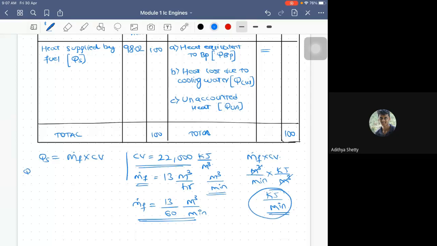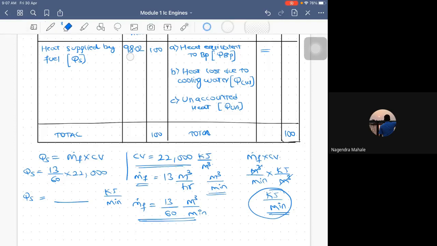Now substitute this value and this value so that your end result would be of this unit. So QS is equal to mf dot, which is 13 divided by 60, cross CV, which is 22,000. So now whatever answer you get, that would be in kilojoules per minute, which is required. Now give me the value. 4.76 into 10 raised to 3.